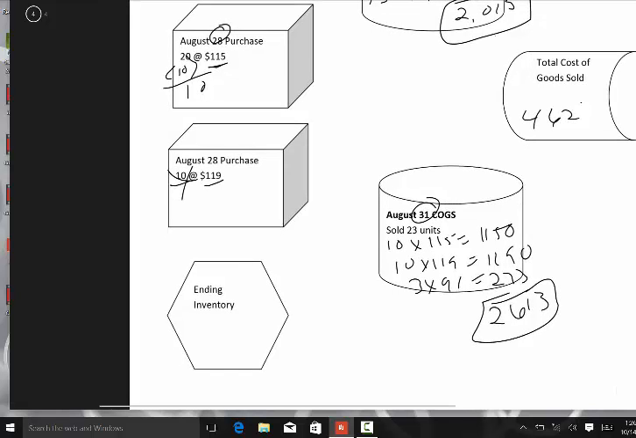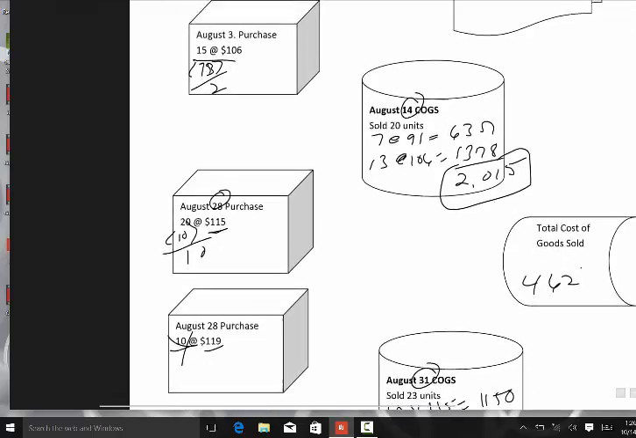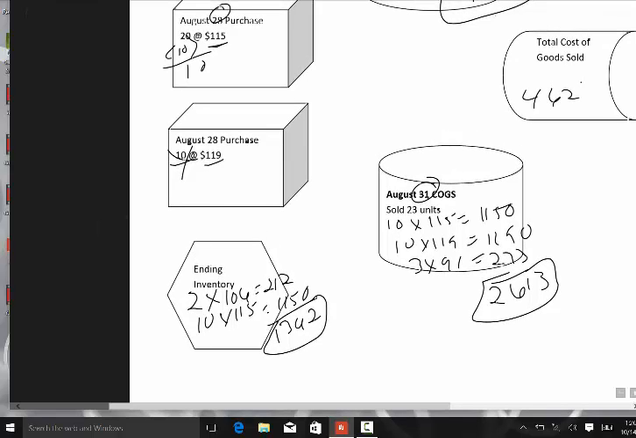Well, this pen is going in and out on me. And so we want to look at what's left in inventory. I have the 2 from the August 3rd purchase, and they cost $106. And I have the 10 from the August 28th purchase that cost $115. So my ending inventory is $1,362. Those 12 units are what's left in inventory.